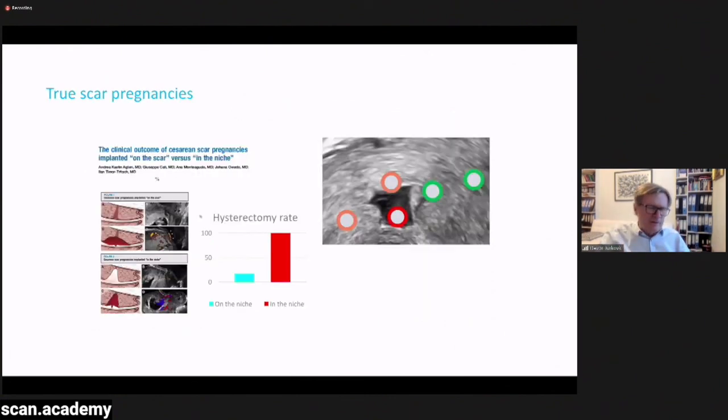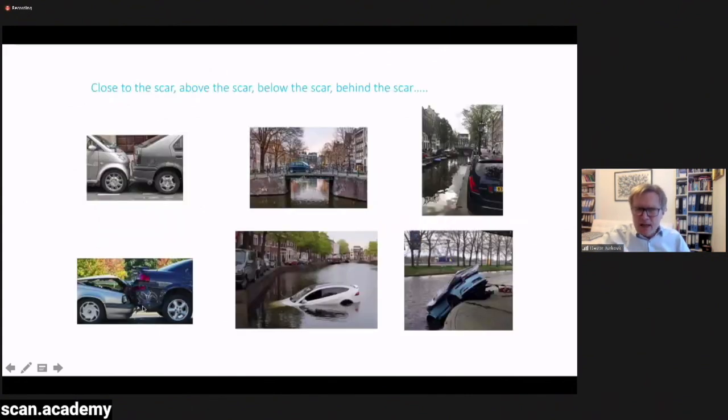We also heard a lot of discussion about niche scar pregnancy. Some people call pregnancy close to the scar a scar pregnancy. Some people call pregnancy which is over the scar, or below the scar, a scar pregnancy. I would say this is a car crash. If something is very close to an object, it's not necessarily a problem. I would call this still parking, as I would call this case as well. Something which is very close to the defect is not a problem in itself. If something travels past a canal, it doesn't mean it's going to fall into it.